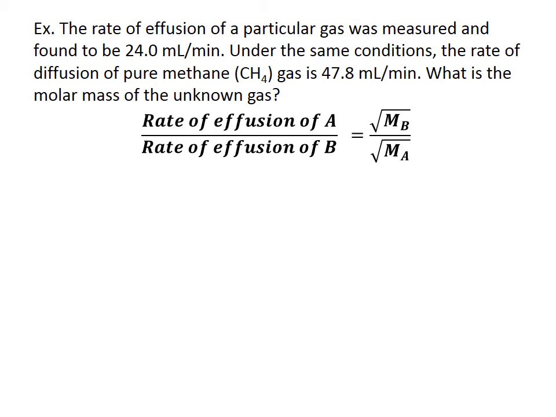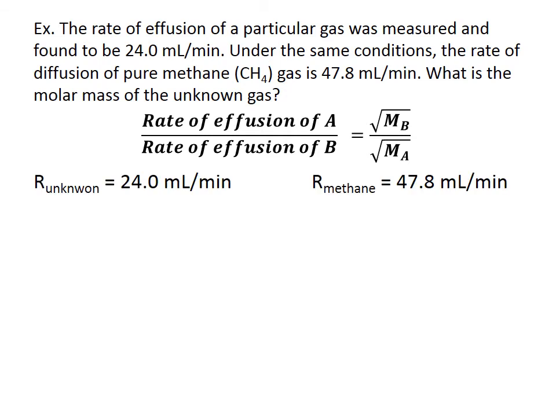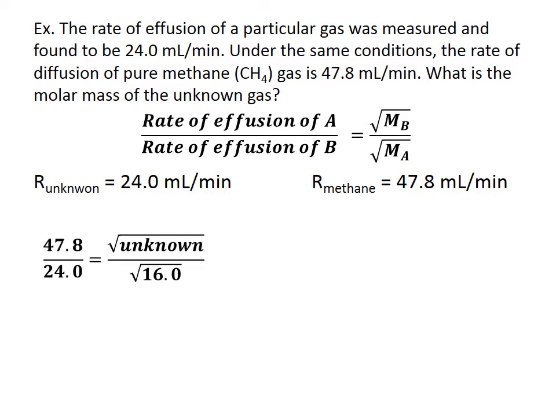So we start off by using our equation. We know the rate of diffusion of A over the rate of diffusion of B is the square root of the molecular mass of B divided by the molecular mass of A. We know the rate of the unknown, and we know the rate of the methane gas. So this is our equation now: 47.8 divided by 24.0 is equal to the square root of the unknown molecular mass divided by the square root of the molecular mass of methane, which is 16.0.